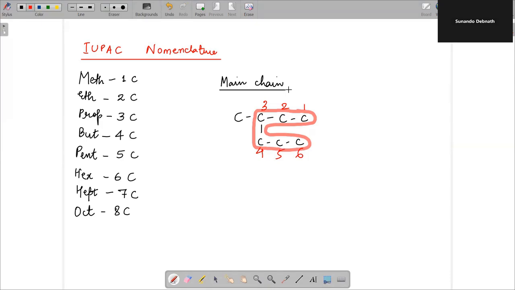You have to get a continuous chain. So you have to look for the very simple concept. You have to look for the longest continuous carbon chain. So in this situation, this is the main chain.